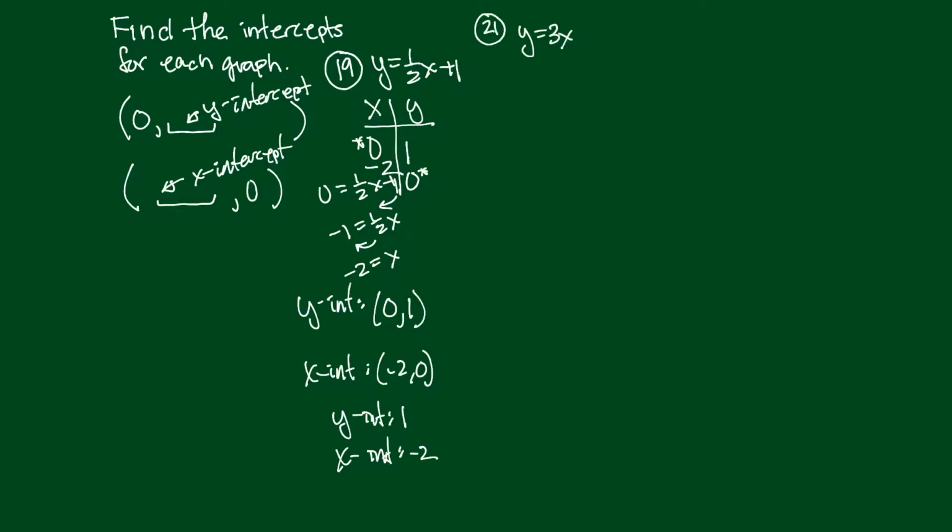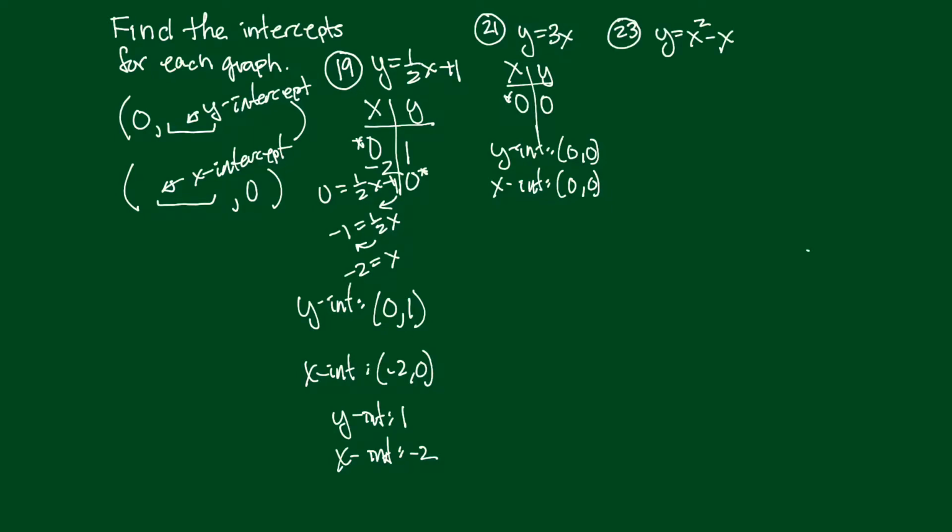In number 21, if we make up a little table, if we choose x to be 0, y is 0. Well, now it turns out then that when x is 0, this component here is the y-intercept. But then when y is 0, that component there is the x-intercept. So it looks like the x and y-intercepts are the same. So let's say that the y-intercept is 0, 0, as well as the x-intercept being 0, 0.